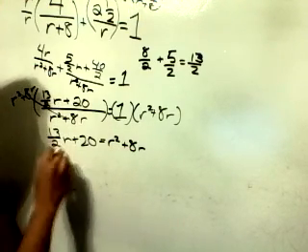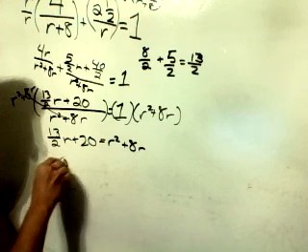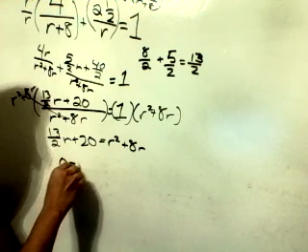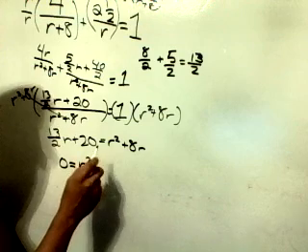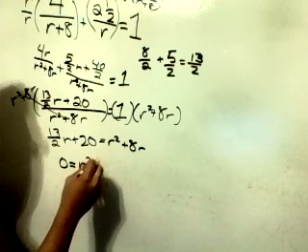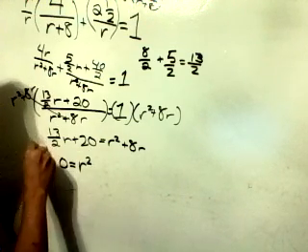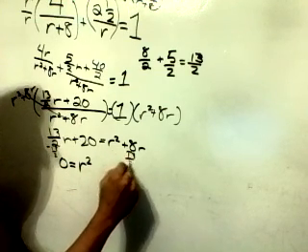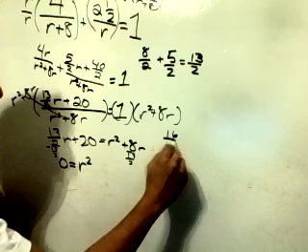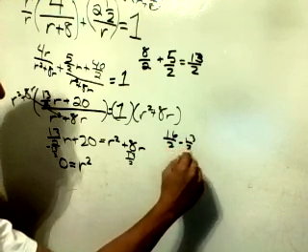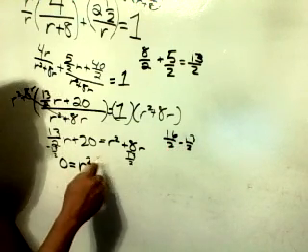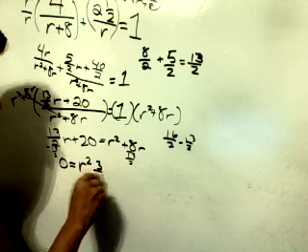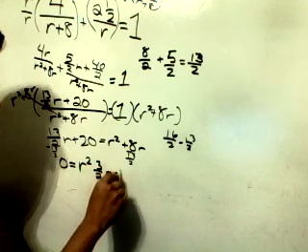We combine both sides, combine the like terms. 0 equals r squared minus, let's see here, minus 13 halves. That's 16 halves minus 13 halves. We get 3 halves r minus 20.